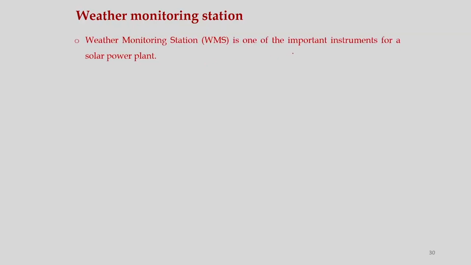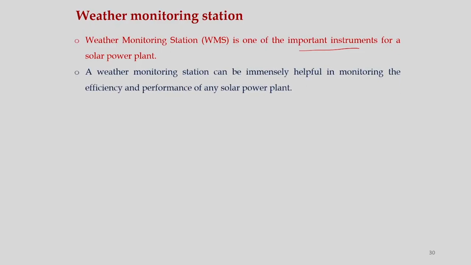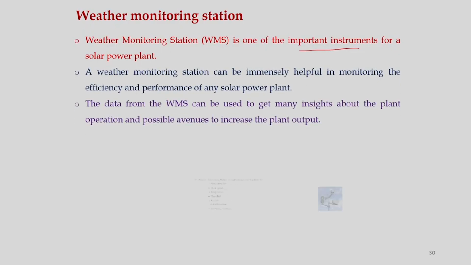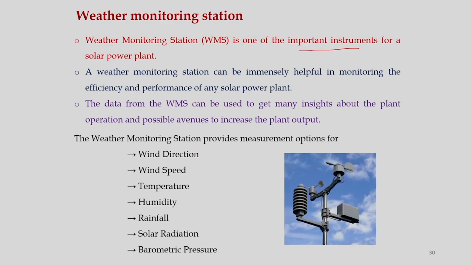And also for this kind of PV system, we need weather monitoring stations. Okay? This weather monitoring station is one of the important instruments required for a grid connected PV system, right. So, what information do we normally get from these weather monitoring stations? So, we get wind direction, wind speed, temperature, humidity, rainfall, solar radiation and barometric pressure. So, this kind of system is there.